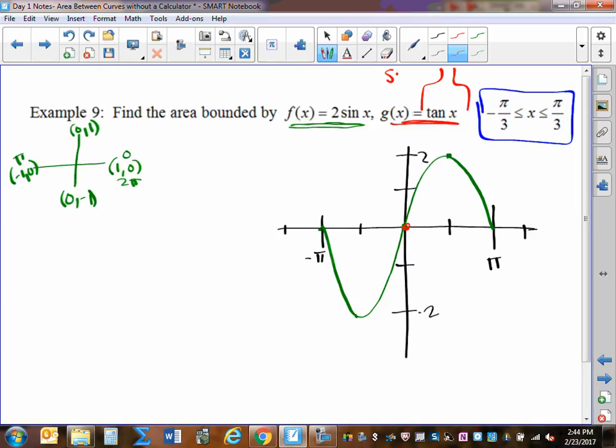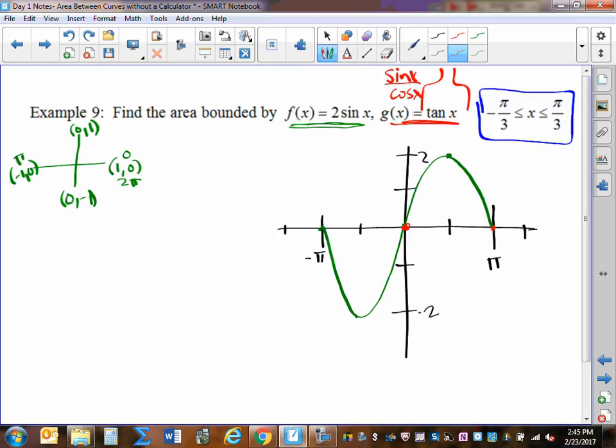Alright, it's sine over cosine. So whenever sine is 0, tangent's 0. Now we've got to figure out where our asymptotes are and so on and so forth. My asymptotes are when cosine is 0, because that's what makes our denominator 0.